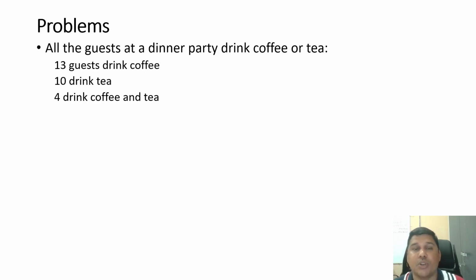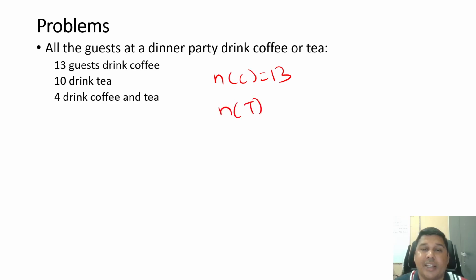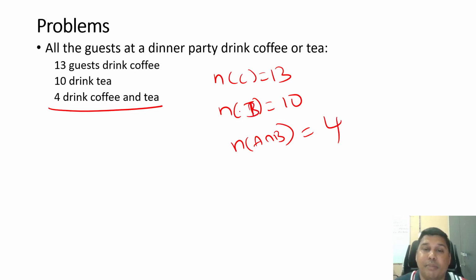So some questions based on principle of inclusion and exclusion. All guests at a dinner party drink coffee or tea. 13 drink coffee, so n of C equal to 13, and n of T equal to 10. 4 drink both, so n of A intersection B is nothing but 4. So let it be B and A. What is the question here? How many are there in the group? Total people in the group.